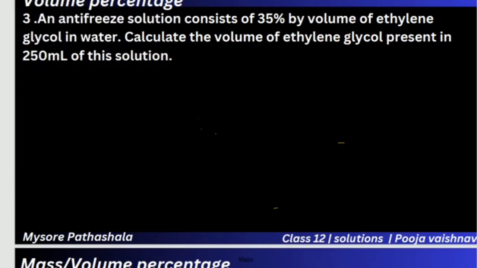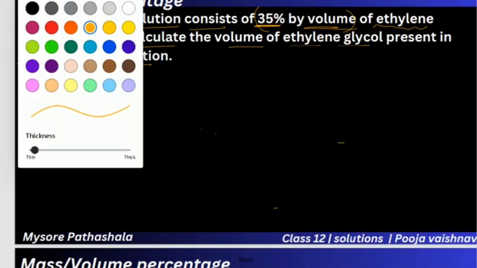So now we'll solve this question. The antifreeze solution consists of 35% by volume of ethylene glycol in water. Calculate the volume of ethylene glycol present in 250 ml of this solution. So this is the question they have asked. I'll increase the nib thickness.